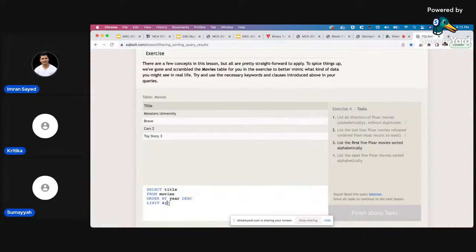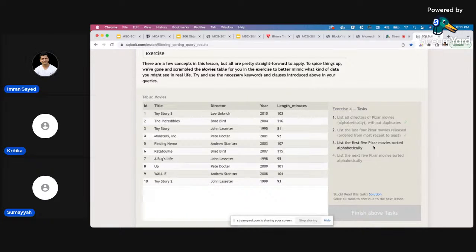So limit we have to put at the end. It didn't work, I guess. Will it work if I put it here? No, it didn't work. You have to put it at the last. Okay.